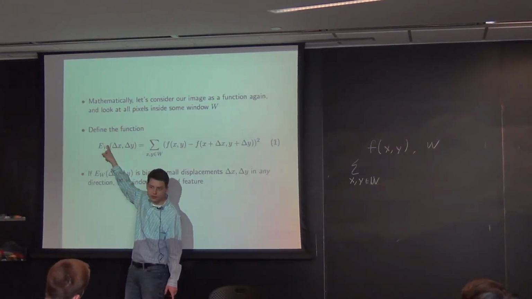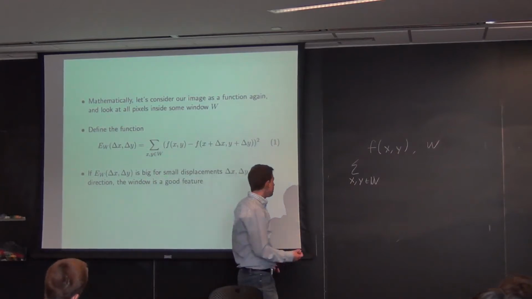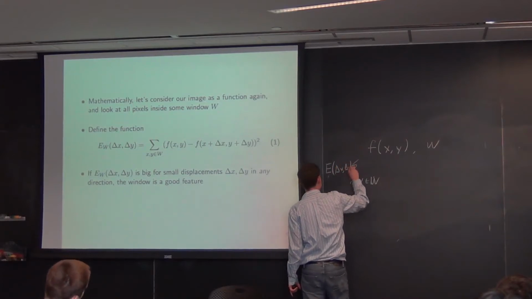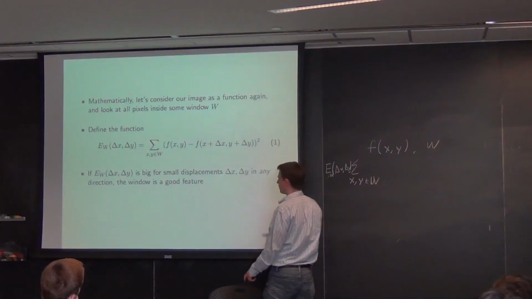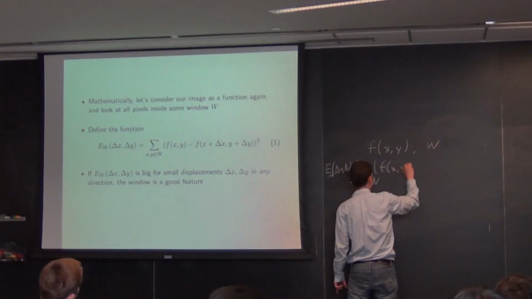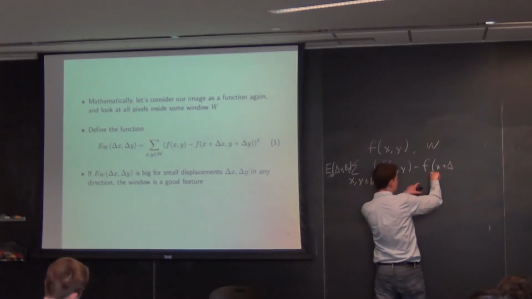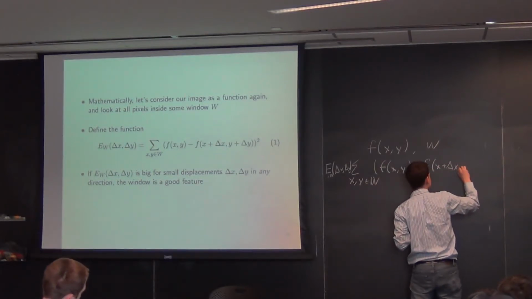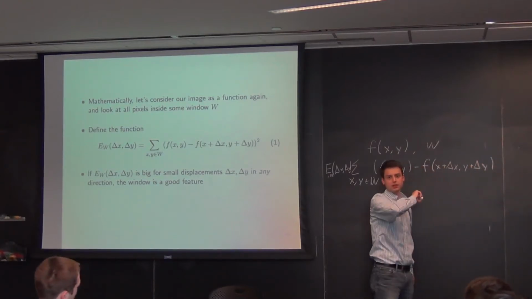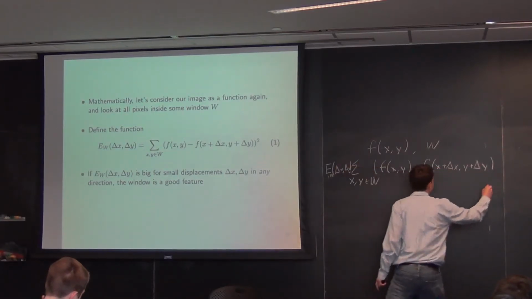E is defined by the window size, but E is really a function of this displacement, delta x and delta y. E_W of delta x, delta y, sorry for the little writing here, is the sum over all these things. If we take the image and we subtract the image shifted, where the points on our image are shifted by this displacement delta x and delta y, Can the camera get, sorry, is the camera getting all the board here? Yes. Okay. We take this whole thing and we square it.